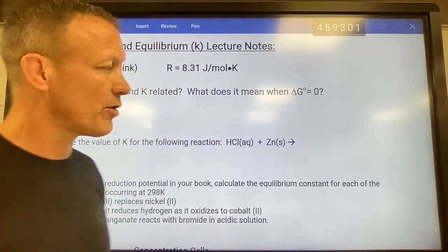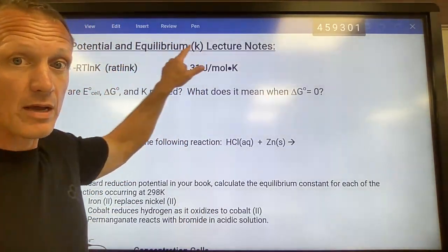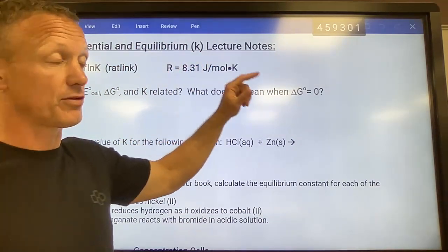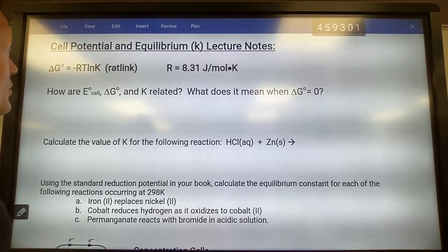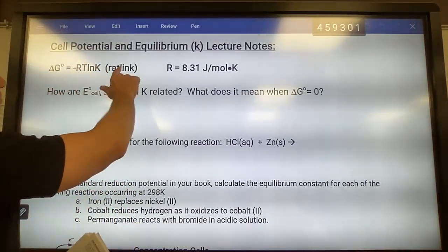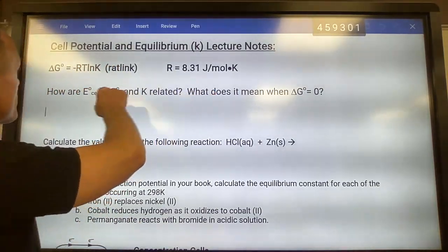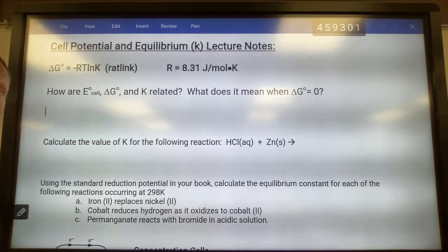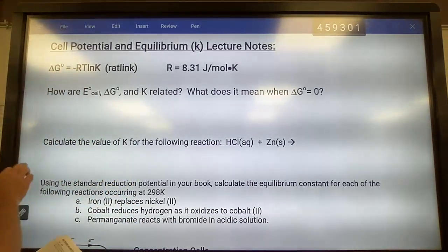The bottom part of page 4 of your notes, and this is on cell potential, your voltage, versus K. So we did cell potential versus delta G, cell potential versus K here. So let's relate all three of those things together in this case. This is called the Nernst equation, by the way. So negative RT ln K. There's your R value. So you can relate delta G to that. So you've got about three different delta G equations that you can use in this stuff.